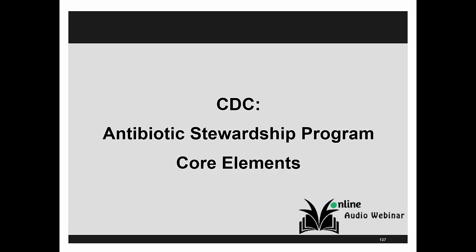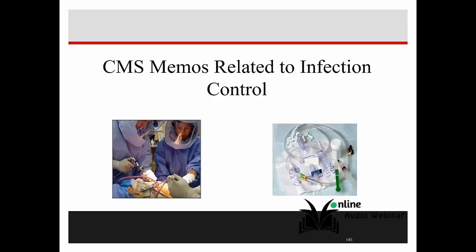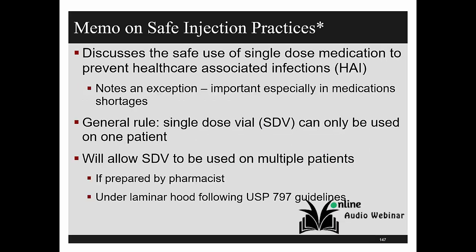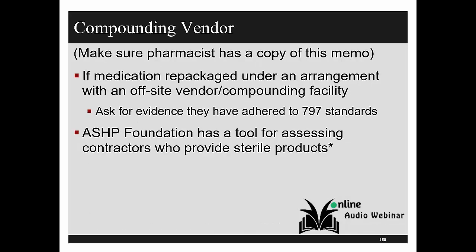I'm going to switch over now to CDC, talking about their antibiotic stewardship programs and core elements. They updated them in November of 19. Let's talk just briefly about some memos on infection control. There is a memo on safe injection practices. For single-dose vials, if you're going to use all entries, you have to use it within 6 hours of initial puncture. If you are using a compounding vendor, your pharmacist needs to have a copy of this memo. They probably do, but just make sure they have a copy of it.